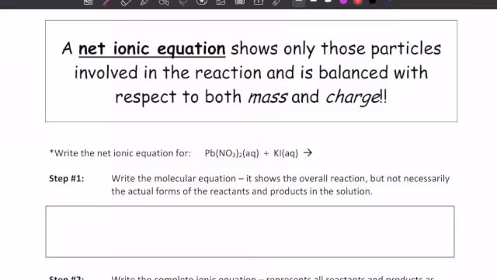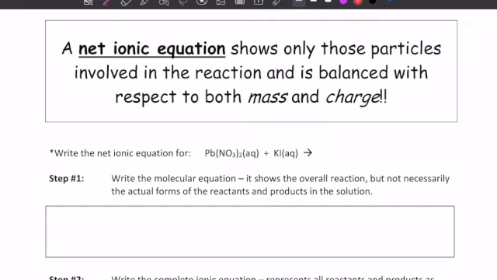Okay, so today in class, we're going to learn how to write the precipitate equations that we've been looking at. We're going to write them a little bit more accurately. So we're going to use something that we're going to call a net ionic equation.